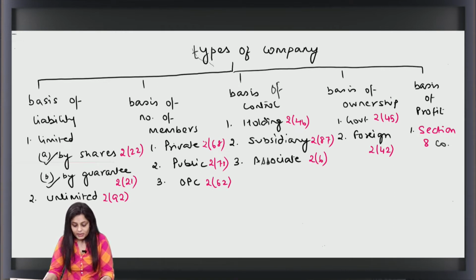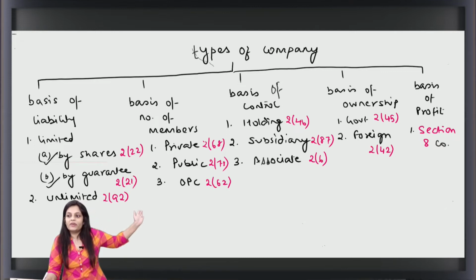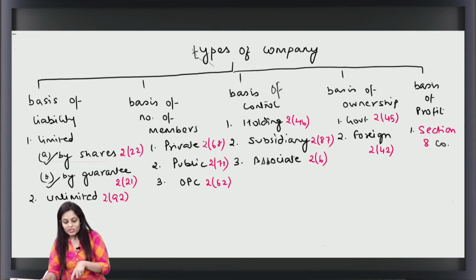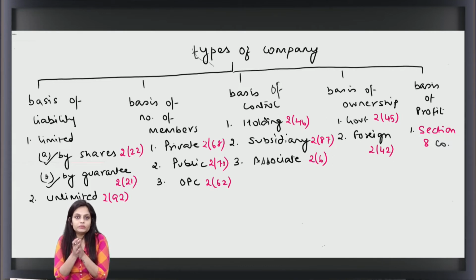Now, you can see under the Companies Act, we have different terms used for different types of companies, and they can be classified accordingly under 5 different heads, where I have classified them on the basis of liability, on the basis of number of members, on the basis of control, ownership, and finally on the basis of profits. However, one such classification is not given here, which would be on the basis of size. So, today's discussion is going to be around all of these types of companies. So, first let us start with on the basis of liability.